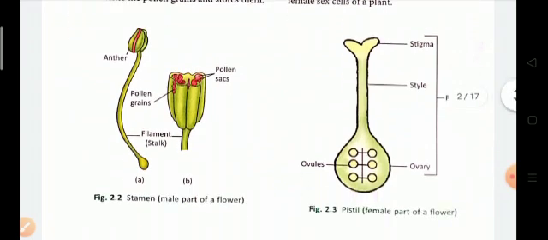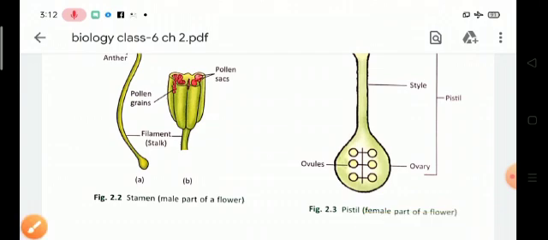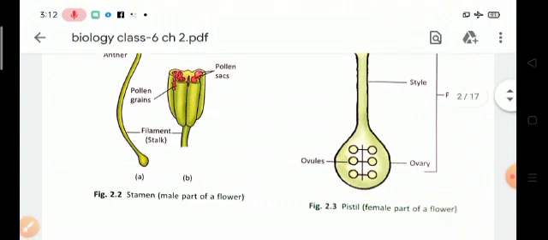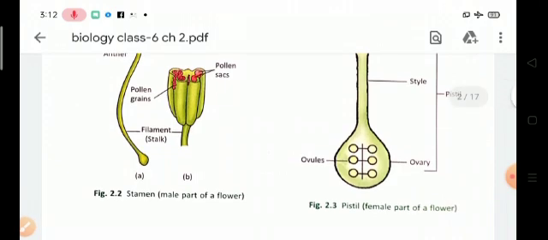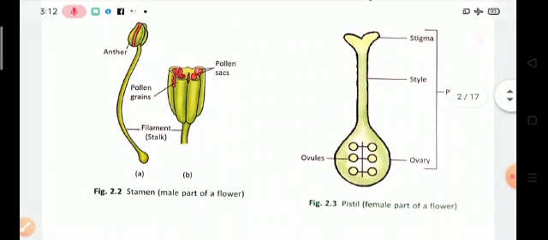Here is the diagram of a pistil, which is divided into three parts. The first one is stigma, the second one is style, and the last one is ovary. The ovary encloses tiny egg-like structures called ovules.